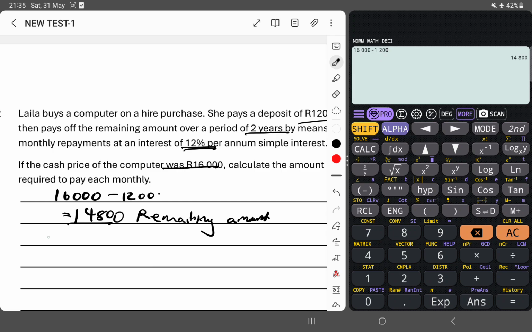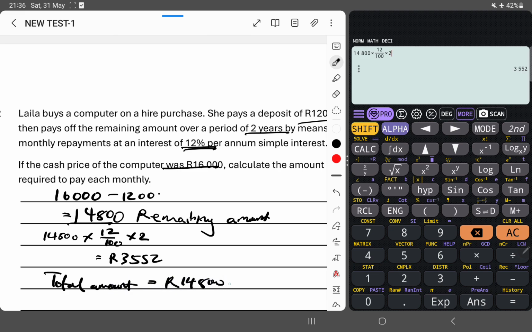Let us find the interest. I am going to say 14,800 times, how many percent is she charged? Is she charged 12 over 100, for how many years is she going to pay for this computer? 2 years. It means I'm going to have 14,800 times 12 over 100 times 2, which is going to become 3,552, right? But then the total amount to be paid is going to become the original 14,800 plus the 3,552.